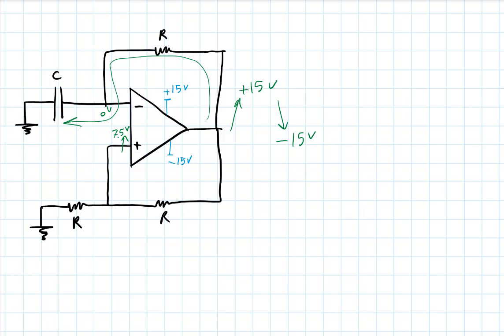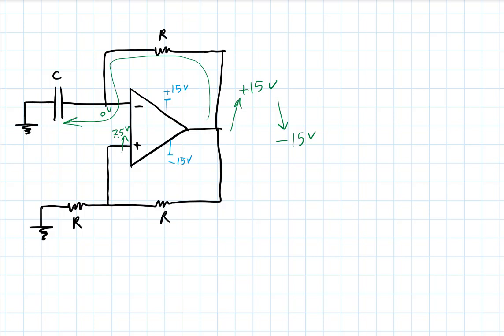Now the capacitor has just barely surpassed 7.5 volts, but before you let it go all the way to 15, you have changed the output to minus 15. What will the capacitor start doing now? It will start discharging. How far will it discharge?